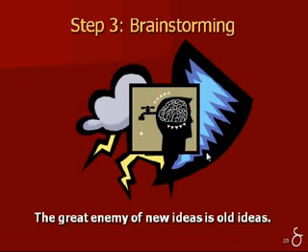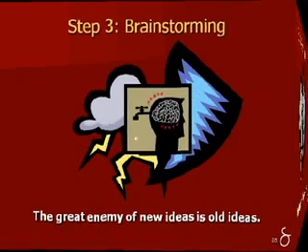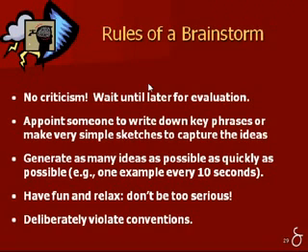That's what we call brainstorming, where we say the great enemy of new ideas is old ideas. So let's talk for a few minutes about what we do after we've broken down our concept and we want to generate new concepts. We call that brainstorm. So what are some of the rules of a brainstorm? Think back to the IDEO video when they were working on concepts for the shopping cart. These are the characteristics that you would have seen there.